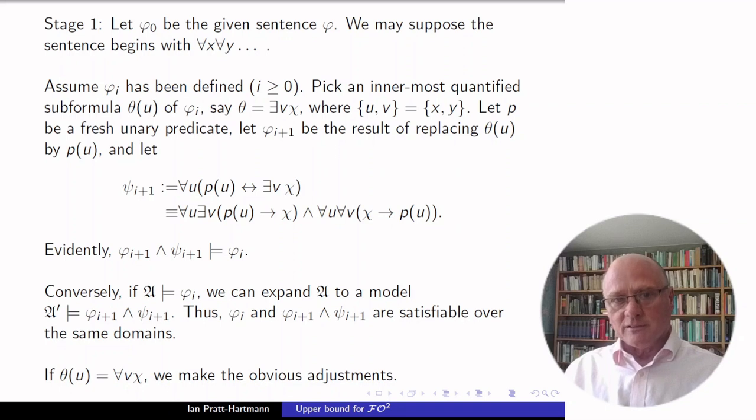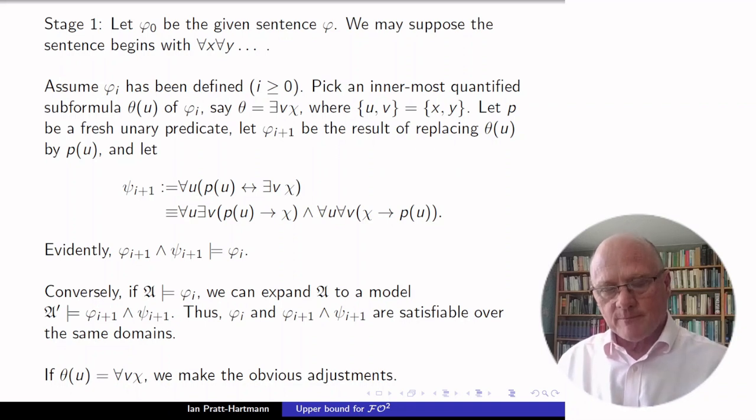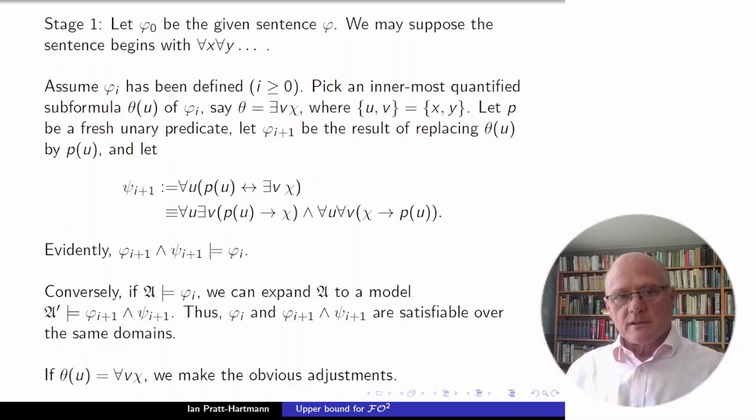Conversely, if phi I has a model, then I can form a model of phi I plus 1 and psi I plus 1 simply by interpreting P, my new predicate, not occurring in phi I, but occurring in phi I plus 1 and psi I plus 1, to have as its extension simply the set of objects satisfying theta. So this conjunction here will be satisfiable over the same domains as phi I.